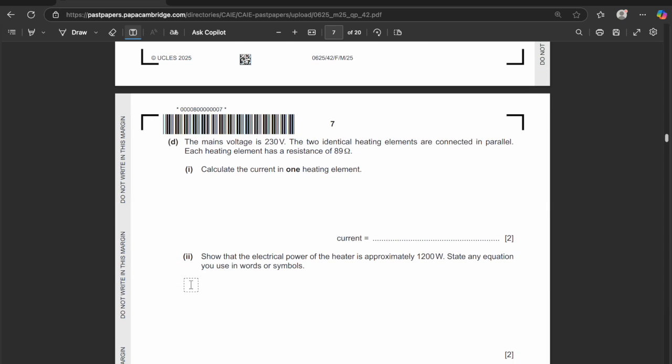D, the mains voltage is 230 volts. The two identical heating elements are connected in parallel. Each heating element has a resistance of 89 ohms. 1. Calculate the current in one heating element. They're connected in parallel, which means the voltage will be the same throughout, but the current will be shared. But it just asks for one heating element, so it doesn't really matter. You can just write V is equal to I R, and I is equal to 230 divided by 89, and that is 2.584. Taking two significant figures, 2.6 amperes.